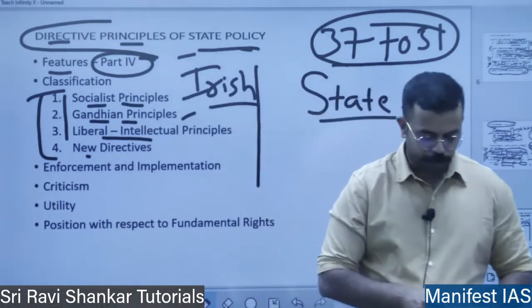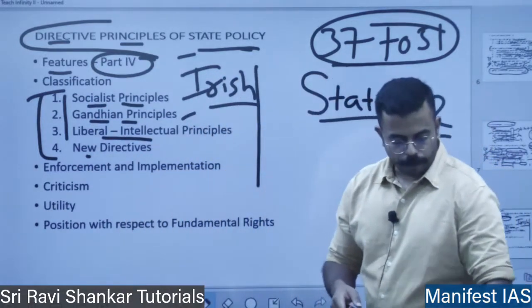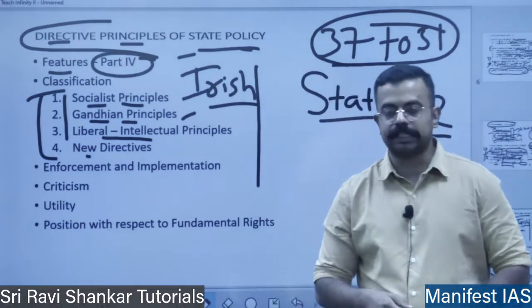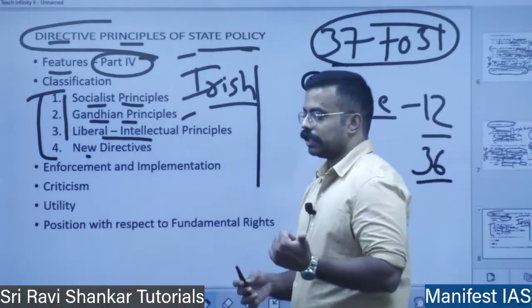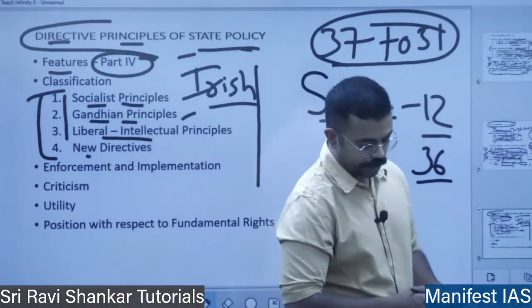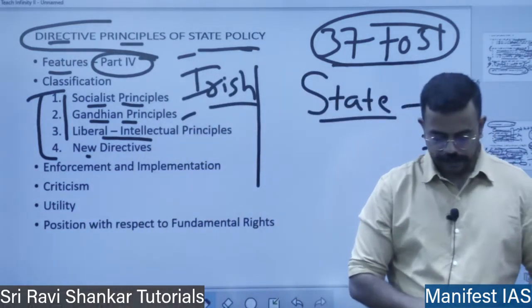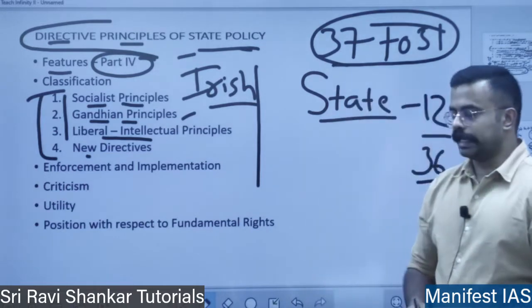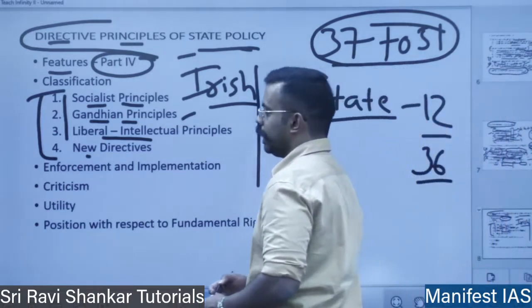Next comes Article 43, formation of cooperative societies, cottage industries. Cottage industries stem out of Article 43 and also management of them on a cooperative basis. Next, cooperative societies, Article 43B.